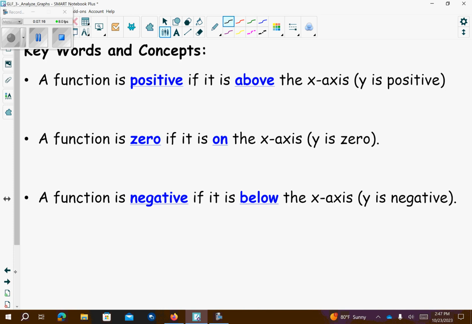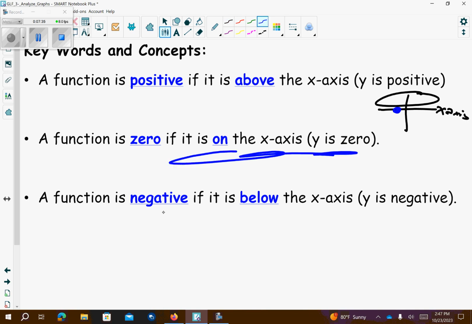Okay, this is about halfway down on page 111. Function is positive if it is above the x-axis. So remember, x-axis is here. So it's positive if it happens up here. Function is 0 if it is on the x-axis. So if we're on the x-axis, that's what this is talking about. And then a function is negative if it's below the x-axis.